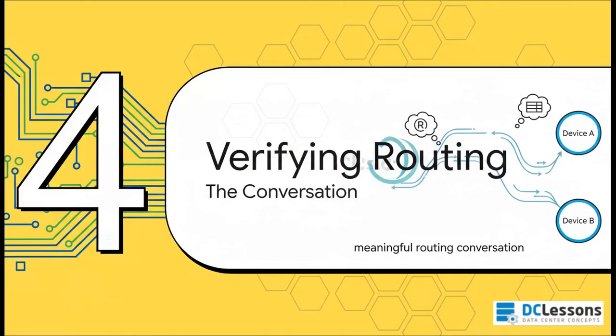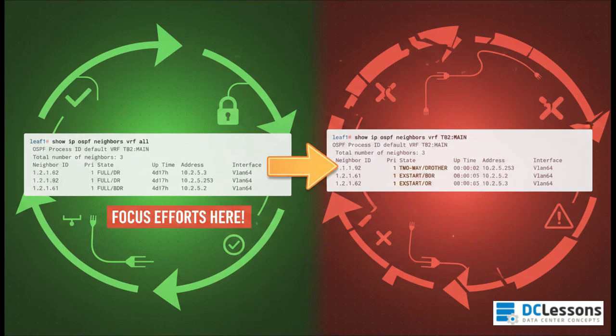Okay, so let's say our ping works. Layer 2 checks out, we know the link is physically and logically alive. Great! Now we have to move up the stack and find out if the devices are actually having a meaningful conversation about routes.